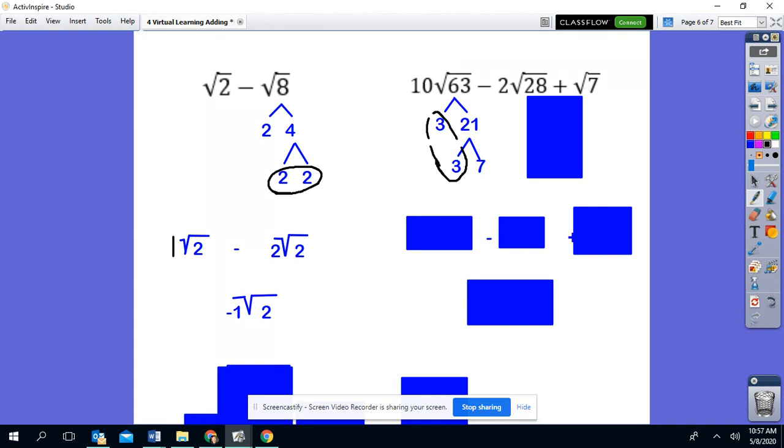Well, notice there's already a 10 sitting out front. I do need to multiply. So 3 times 10 would give me 30. And the number under the radical sign is a 7 because that's the number we didn't circle. Let's move on to our second term.